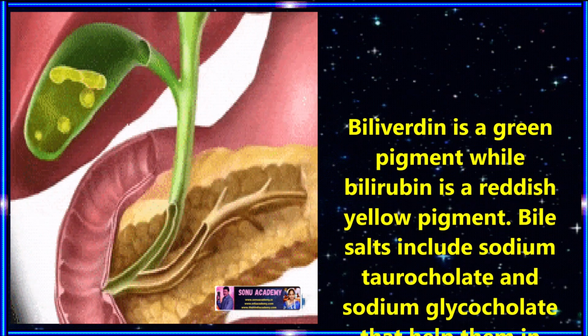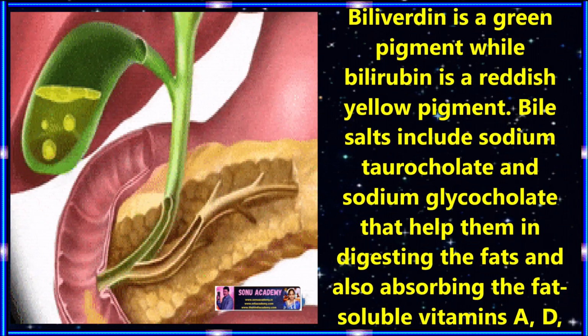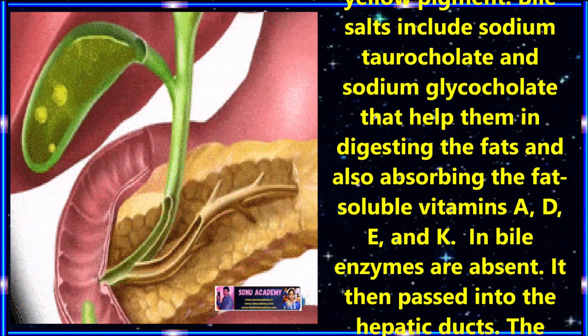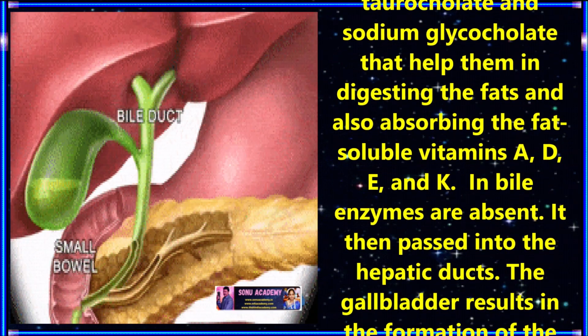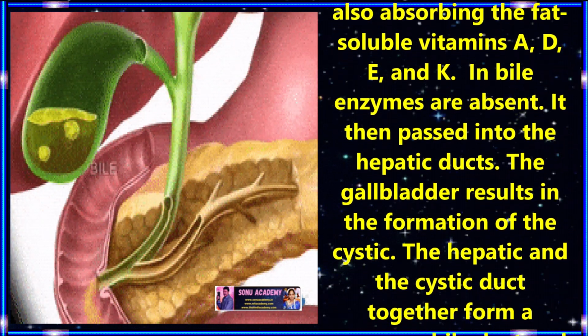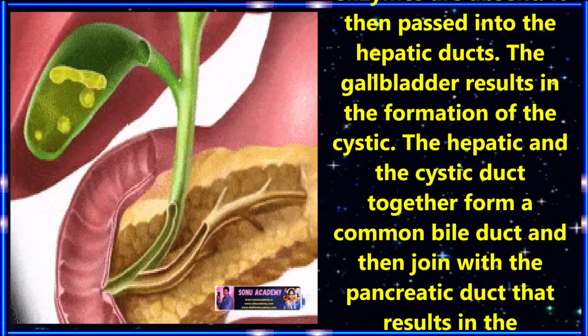Bile salts include sodium taurocholate and sodium glycocholate, which help in digesting fats and also in absorbing fat soluble vitamins like vitamins A, D, E and K. In bile, enzymes are absent. It is then passed into the hepatic ducts.